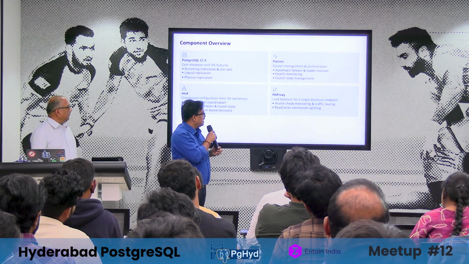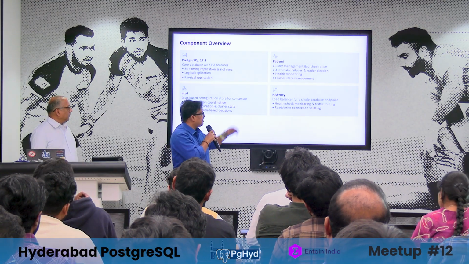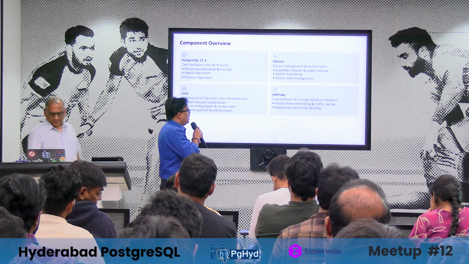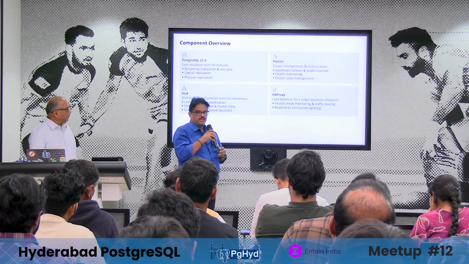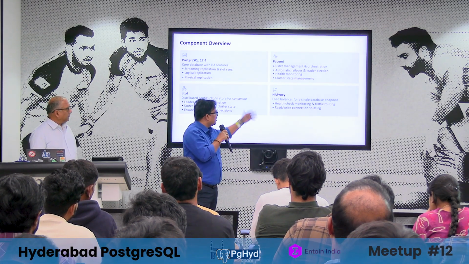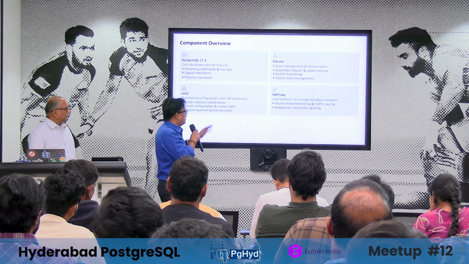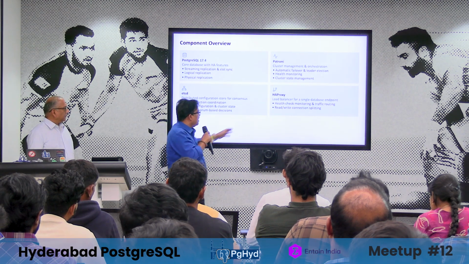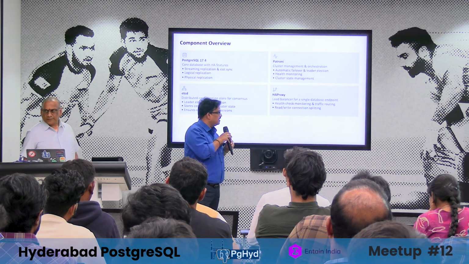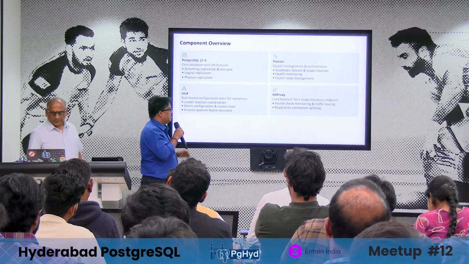Now HA proxy is a load balancer for a single database point. It handles health check monitoring and traffic rerouting, availability of HA proxy, and read write connection splitting is done by HA proxy.